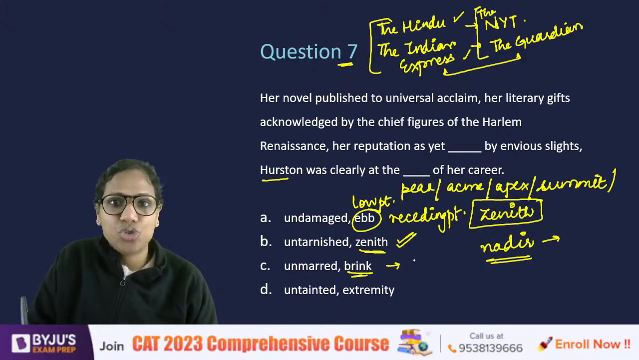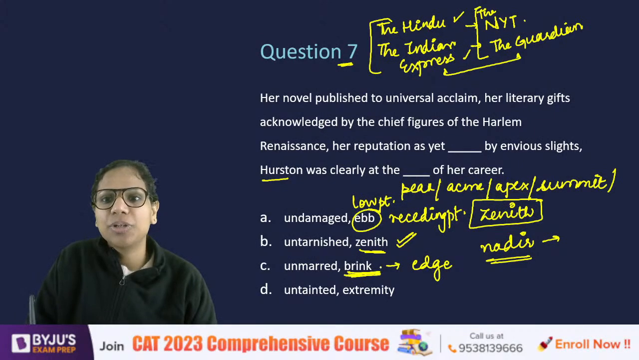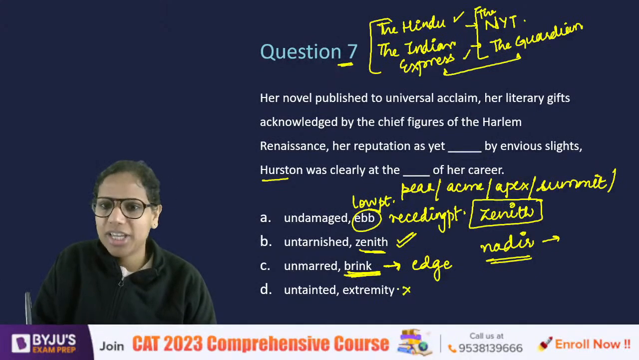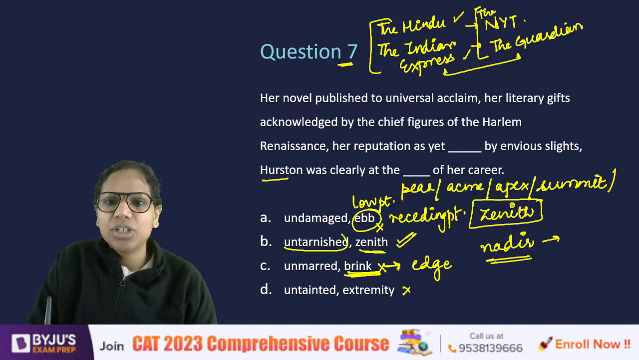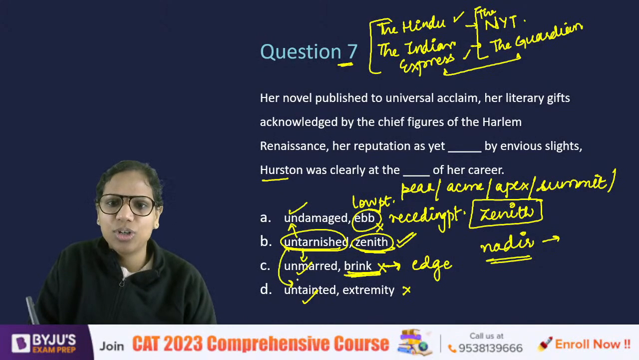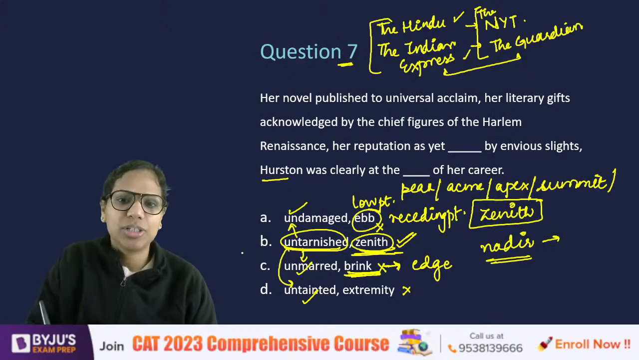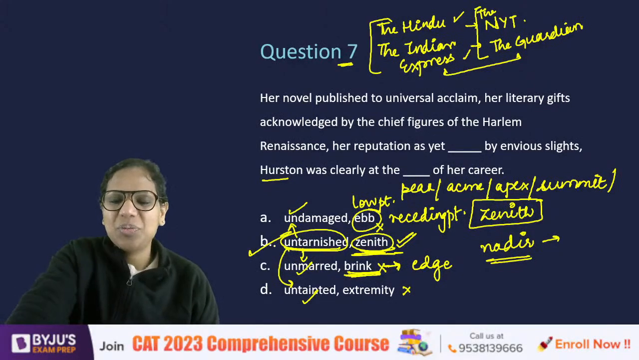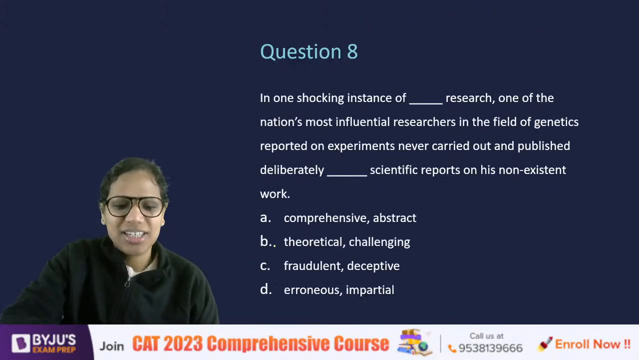Then brink is edge. Brink is edge. So she was standing at the brink of, let's say, a major decision. That means she was just on the edge. She had to decide what she had to do. Extremity, no, again. So these don't fit at all. It's only this that fits, untarnished and zenith. Undamaged, unmarred, untainted, these also fit. They are also synonyms of untarnished. All of these are synonyms, but because of the second blank, it's only B. Perfect then. Let's come to the eighth question. Let's see what you say.